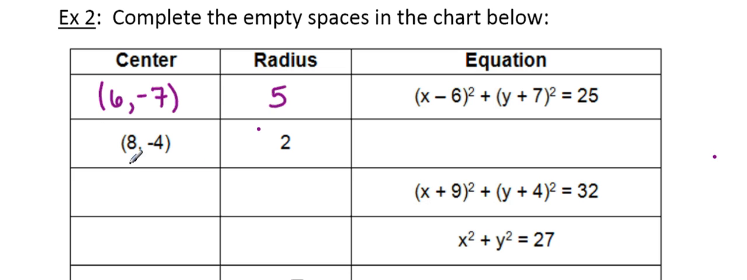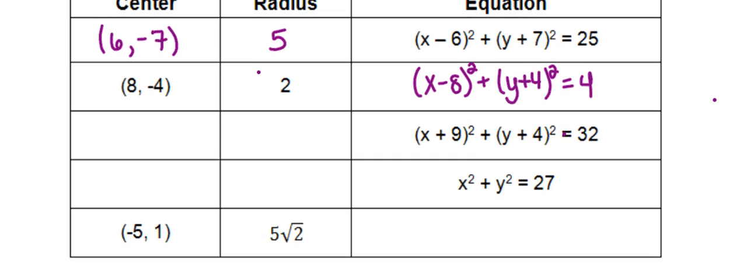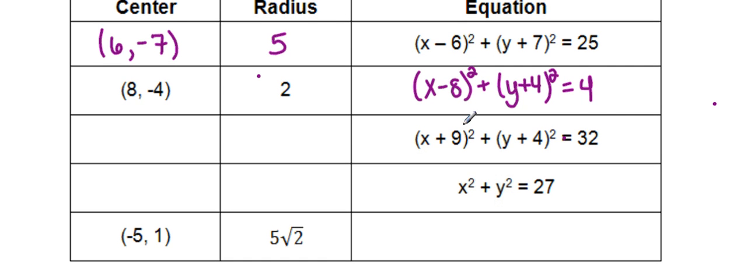All right, in the second line of this chart, we're simply doing the same thing that we were doing up at the top of the page. (x − 8) quantity squared plus (y + 4) the whole thing squared equals the radius squared, so equals 4. Third line in the chart, we're doing exactly what we did in the first line. We're using the equation of the circle in order to determine the center and the radius.